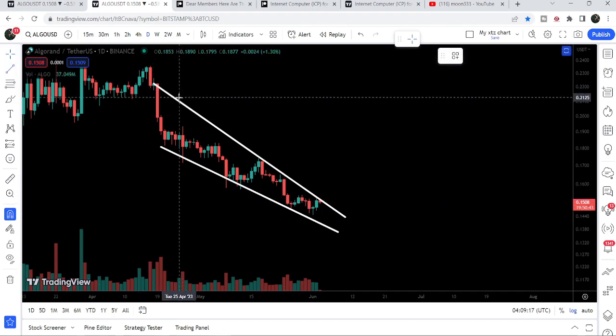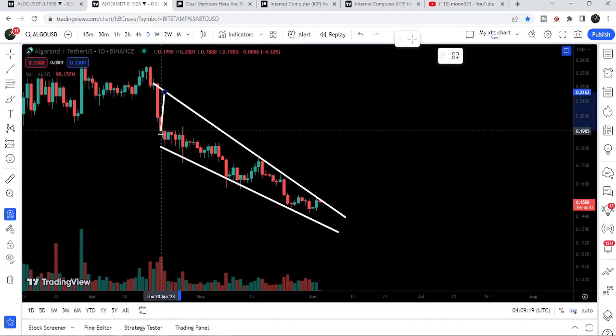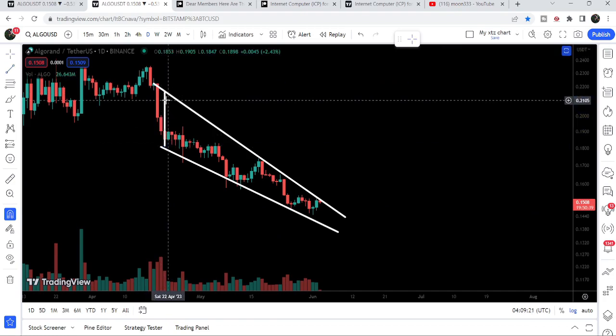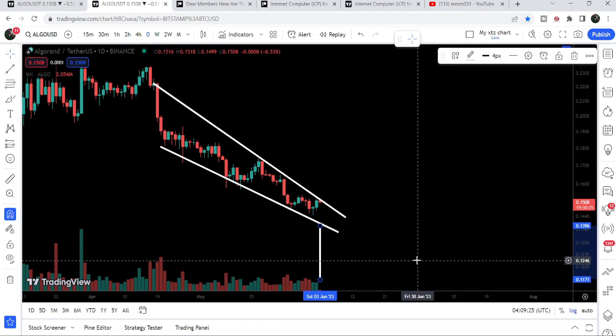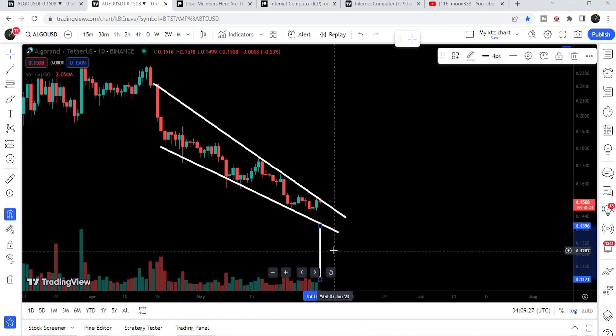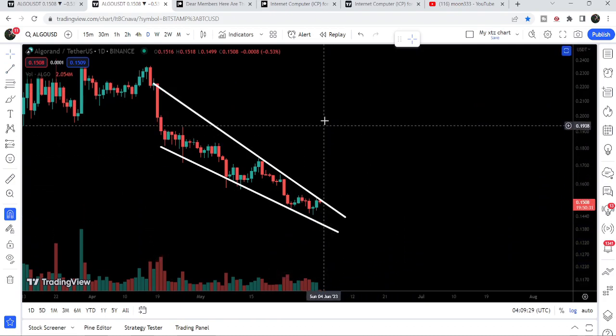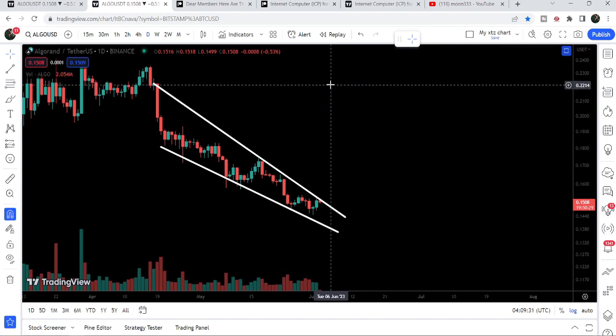For example, if it breaks down the support of this falling wedge pattern, in that situation, the target to the downside can be approximately at 11.7 cents. And in case of breaking out of this falling wedge pattern, the target to the upside can be here at the top of the wedge, approximately at 22 cents.